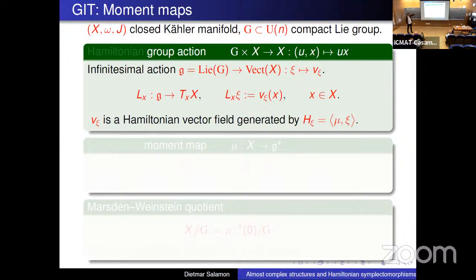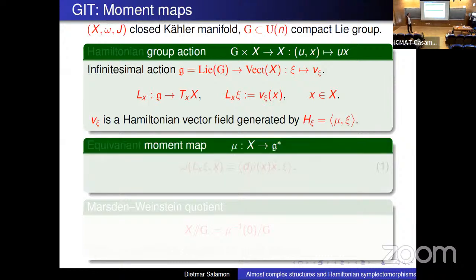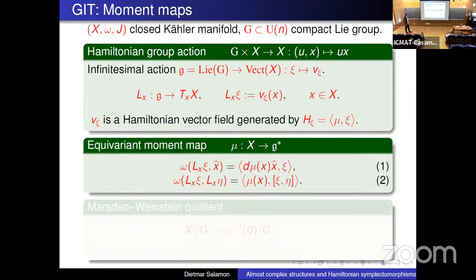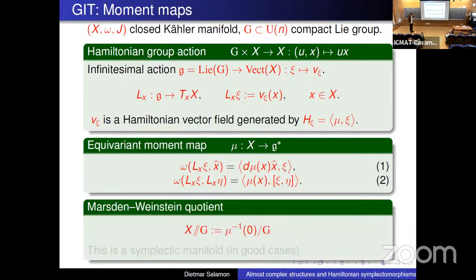So this means that H psi is the inner product of mu with psi, where mu is some map from X to the dual of the Lie algebra that generates this action. And the hypothesis that H psi is a Hamiltonian function for the vector field V psi is exactly this equation 1. And now the other hypothesis is that the moment map is equivariant, and that's essentially, for connected groups, equivalent to this second equation. And in this situation, one can form a very interesting quotient by taking the zero set of the moment map and dividing by the group G, which, at least in certain favorable cases, is a nice symplectic manifold.